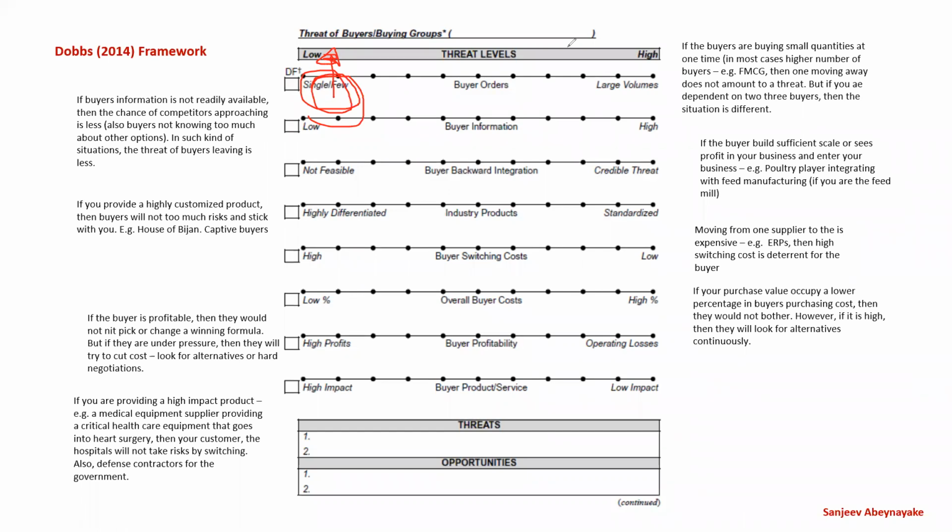Although if you look at supermarkets, for instance, on that criteria, just because you don't buy from Woolworths as one family, it's not going to become a problem. So individual buyers buying smaller quantities is not a problem, but if there are few buyers buying larger quantities, then obviously they will have an enormous amount of power over you. And then the next point is buyers' information.